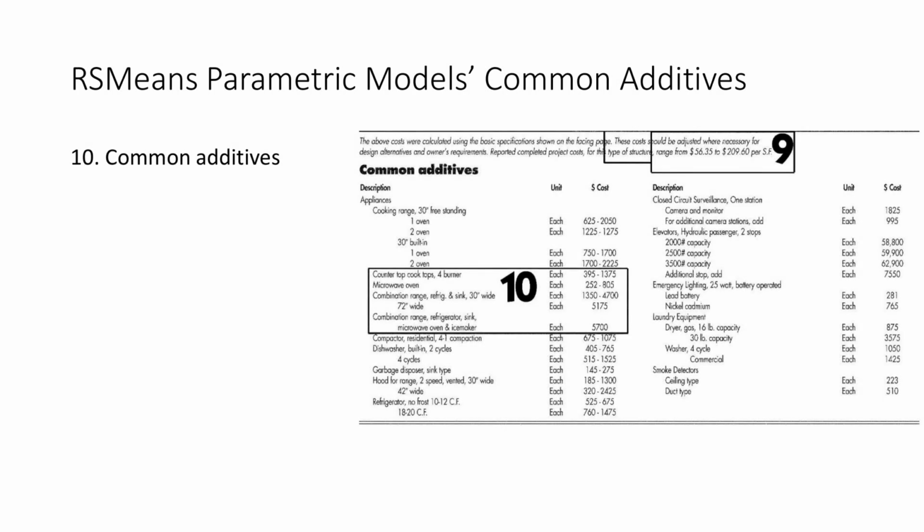This section shows common additives in a Means parametric model. The base model assumes a typical level of finishes and equipment. Anything outside that baseline must be added explicitly. These items, appliances, elevators, security, laundry, are shown as unit costs, not square foot costs, because they scale by quantity, not building size. At the schematic stage, we don't add everything. We add only what clearly differs from the model's assumptions. This keeps the estimate transparent and reinforces that schematic costs should be communicated as ranges that shift with scope, not as fixed numbers.